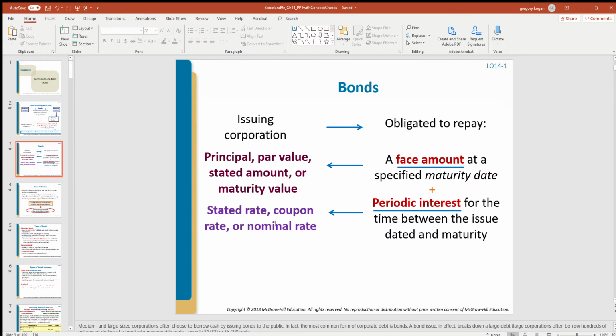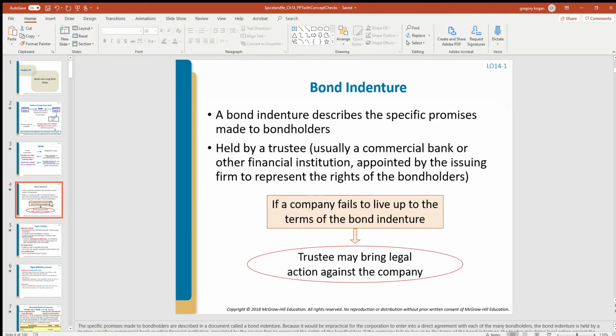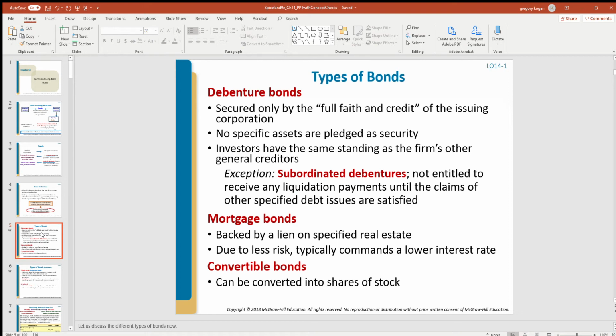And then the interest: we have the stated rate, the coupon rate, or nominal rate. So it's just vocabulary. The bond indenture is the legal document that describes all the little details of what's happening in the bond, whether it's the maturity date, the interest rate, the coupon rate, the number of payments per year, and it could have other types of covenants or agreements, specified terms that are in there.